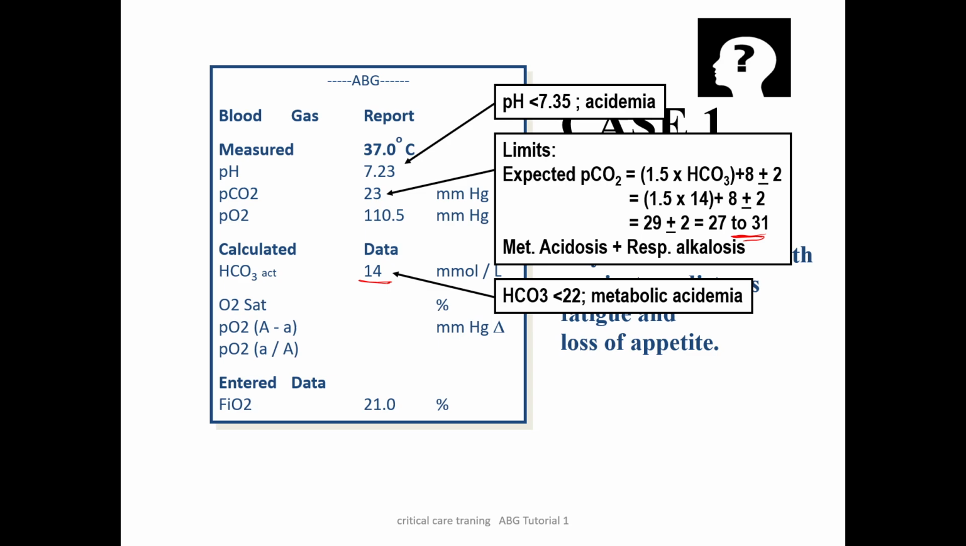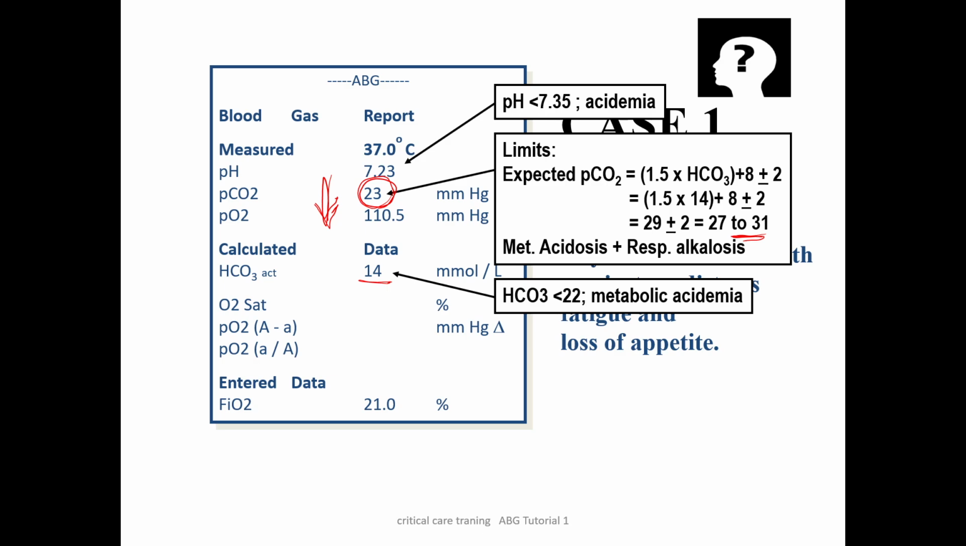What is the PCO2 here? If we see, it is 23. So the PCO2 here is 23, which is lower than what we expect. So there is an additional respiratory alkalosis. So this patient has metabolic acidosis as well as respiratory alkalosis.